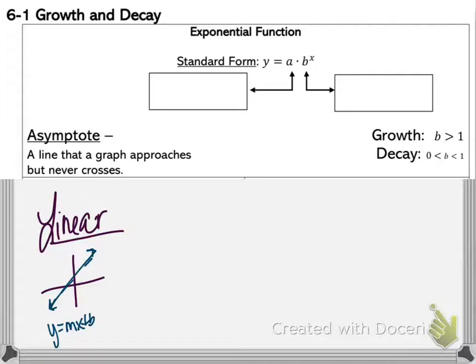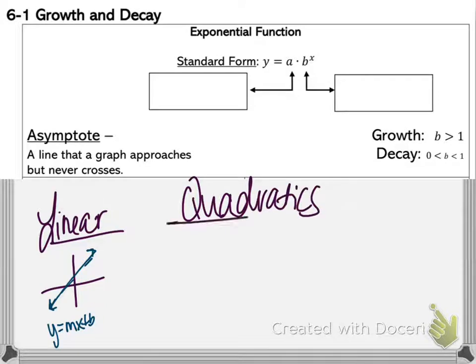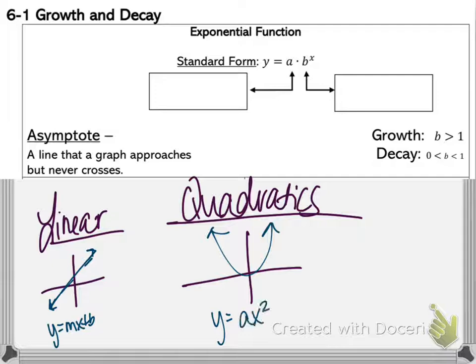And you should also have learned in Algebra 1 or been introduced to the quadratic section, but this is usually focused on more in Algebra 2. But we had our quadratics, which was a parabola, and again, we would have a standard equation, and the standard equation would be y equals ax squared plus bx plus c. So we have two major types of families of functions.